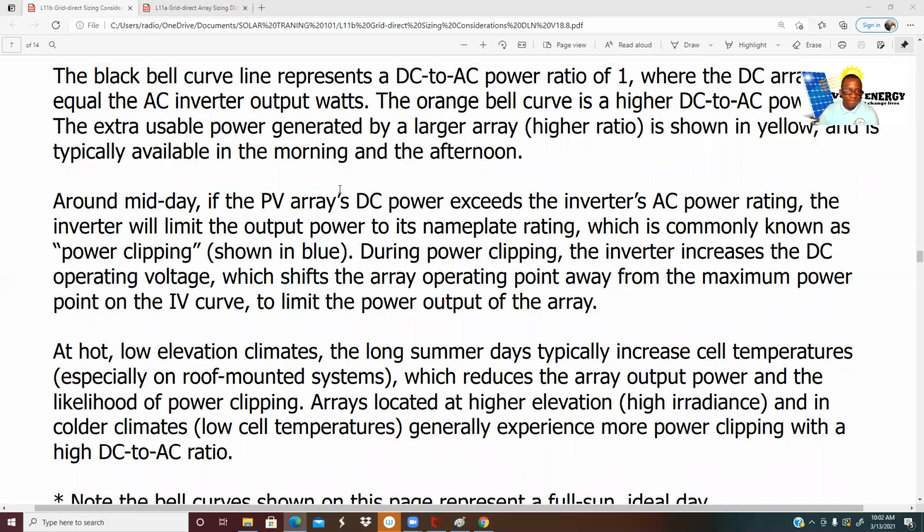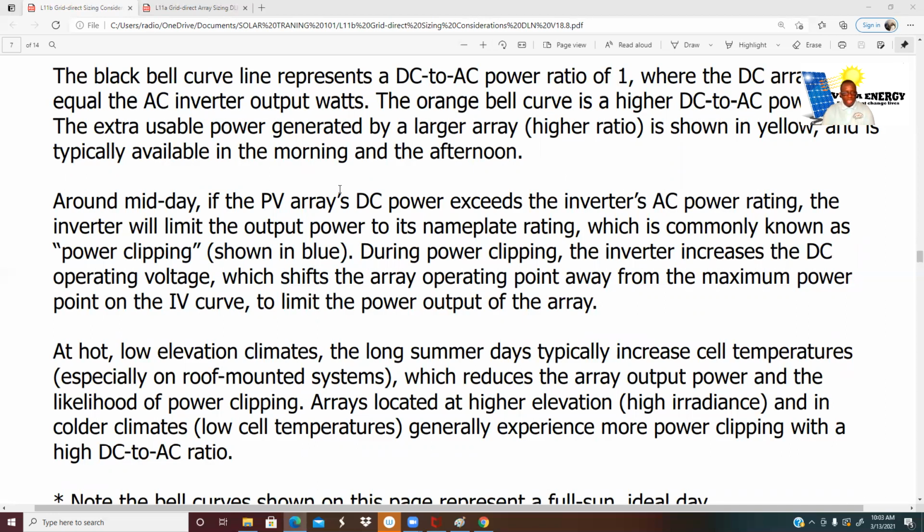Around midday, if the PV array DC power exceeds the inverter's AC power rating, the inverter will limit the output power to its nameplate rating, which is commonly known as power clipping, shown in blue. When power clips, the inverter increases the DC operating voltage, which shifts the array operating point away from the maximum power point on the IV curve to limit the power output of the array.